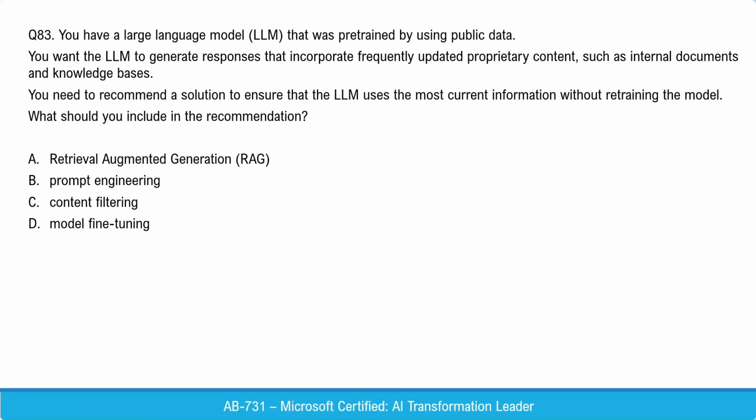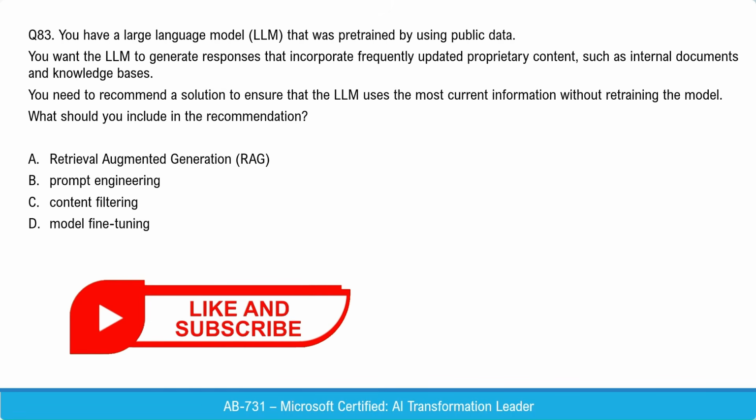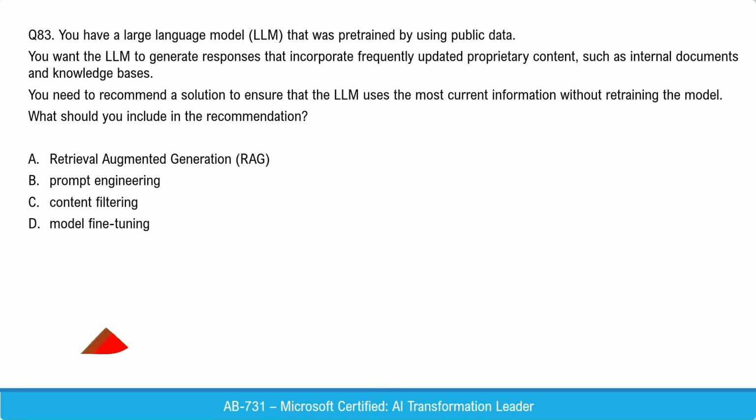You have a large language model that was pre-trained by using public data. You want the LLM to generate responses that incorporate frequently updated proprietary content, such as internal documents and knowledge bases. You need to recommend a solution to ensure that LLM uses the most current information without retraining the model. What should you include in the recommendation? Your options are RAG, prompt engineering, content filtering, or model fine tuning. And the correct answer is retrieval augmented generation, RAG.